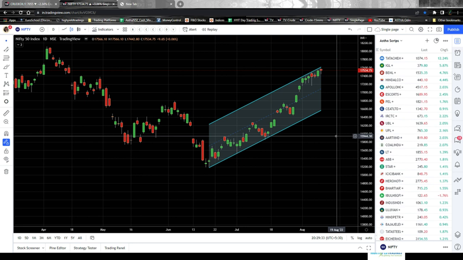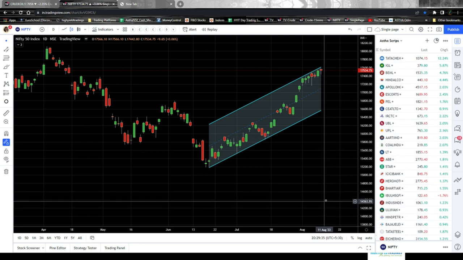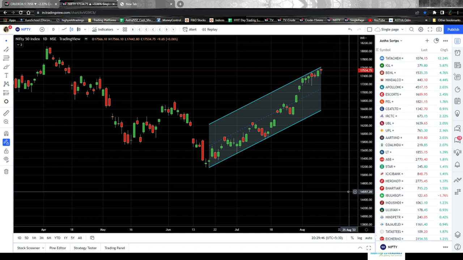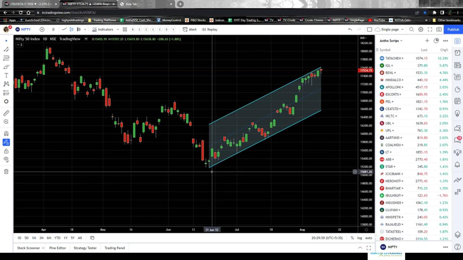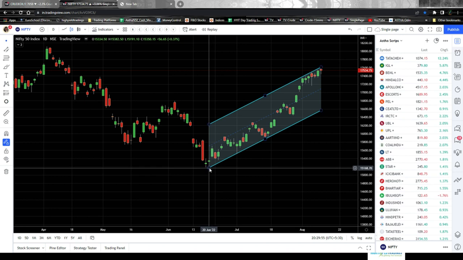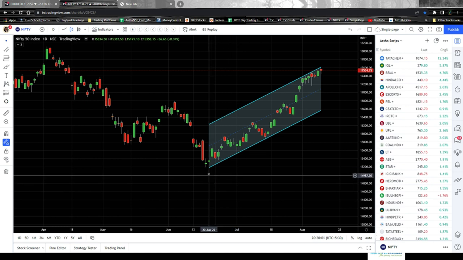Now, coming on to the usage of the channel. As I said earlier, we draw a channel to know where a particular stock or an index is taking a support or facing a resistance. Even before I go ahead with that, as I said, you need to initiate drawing the channel from the swing low. Swing low is one option. The second option is you can take the starting of the week.